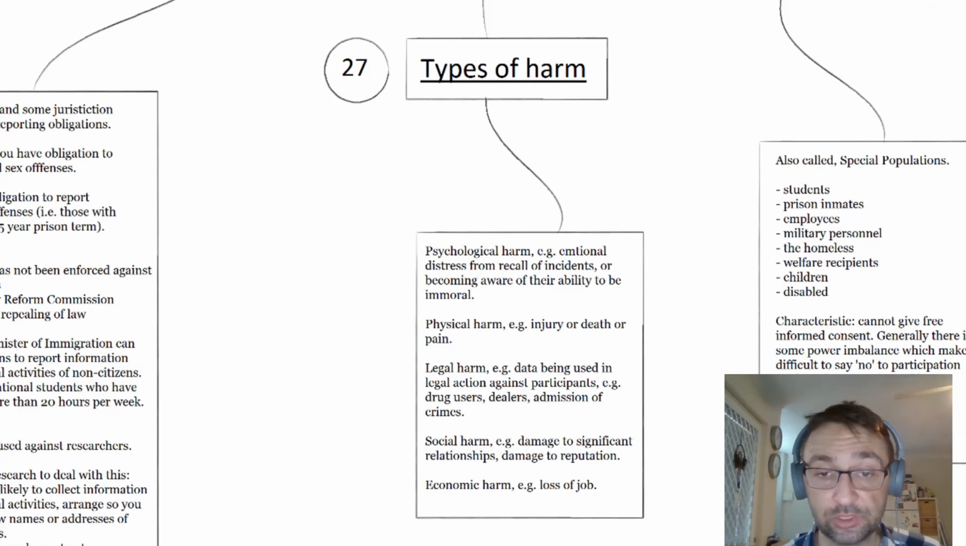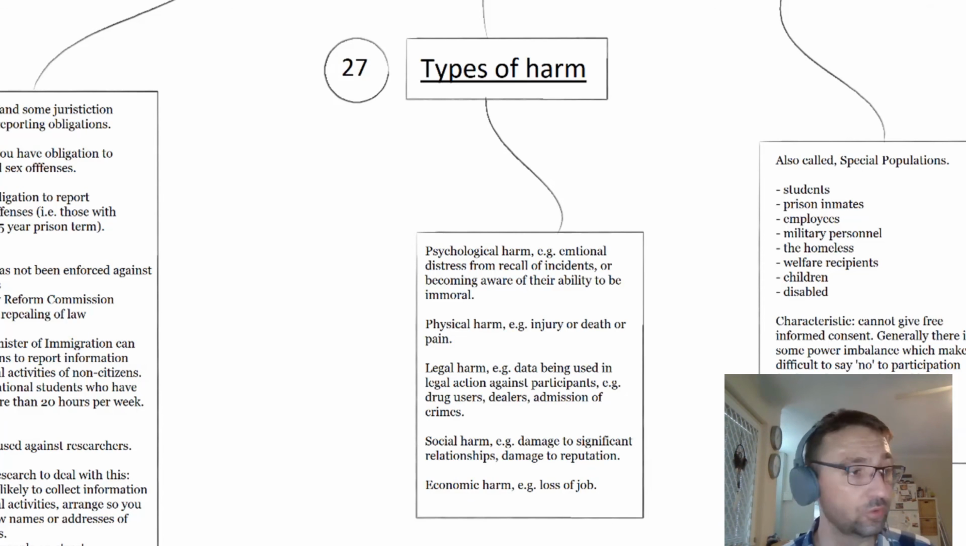Another type of harm, which is sort of obvious, is physical harm, so risk of injury or death or pain. There's also legal harm, so we've dealt with that a lot already, but someone could get sued by the police or by the law, go to jail or get fined. So drug users, drug dealers, people who admit crimes are all at risk of legal harm. There's also the risk of social harm.